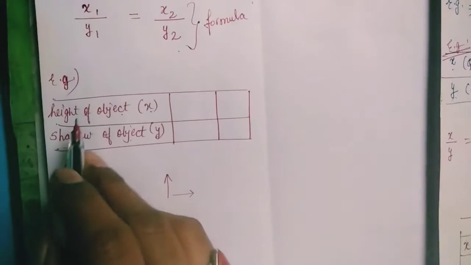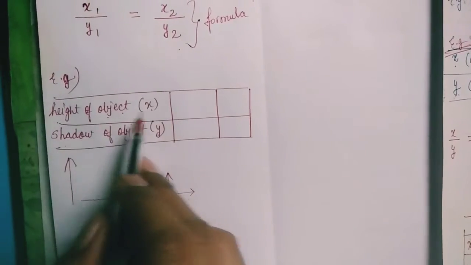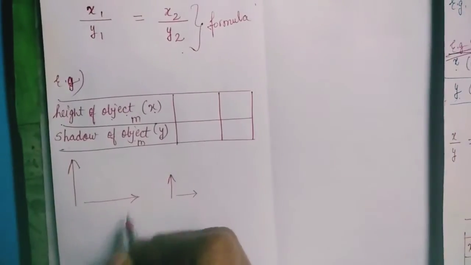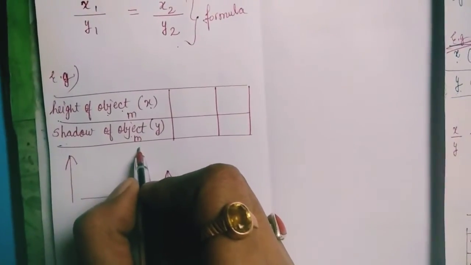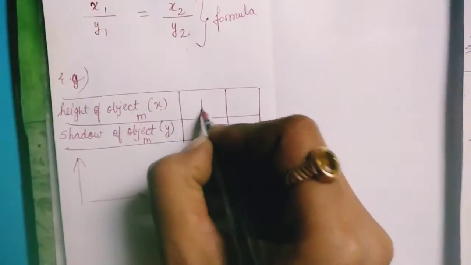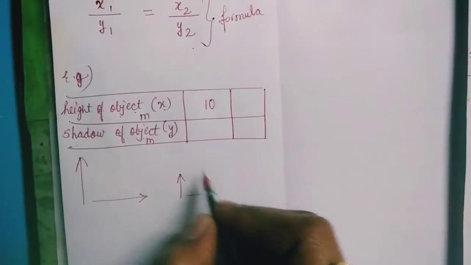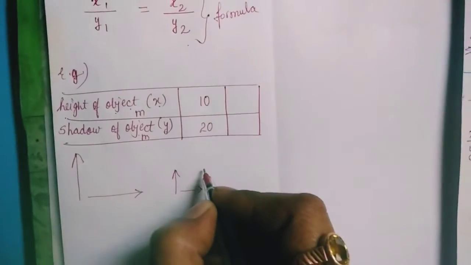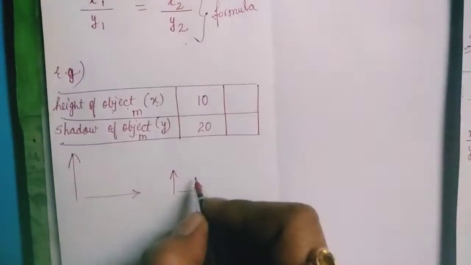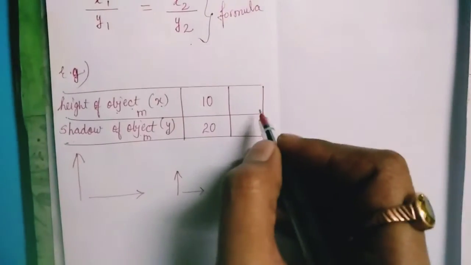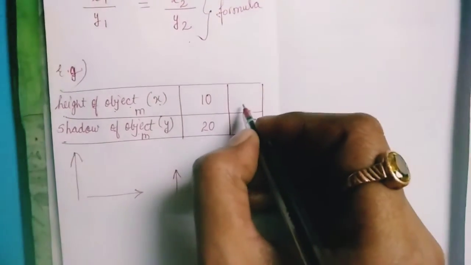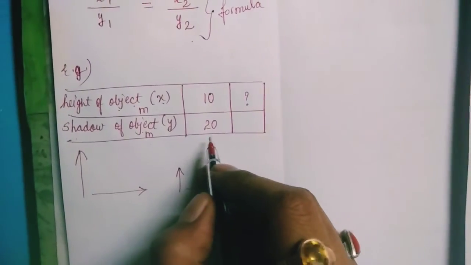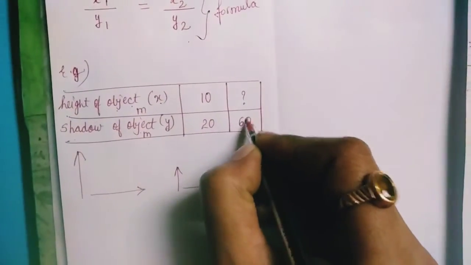Okay, so if we take the height of the object in meters, and the shadow also in meters: if the height of the object is 10 meters, then the shadow of the object is 20 meters. This is the first case. For the second case, the height of the object is not given and the shadow of the object is 60 meters.